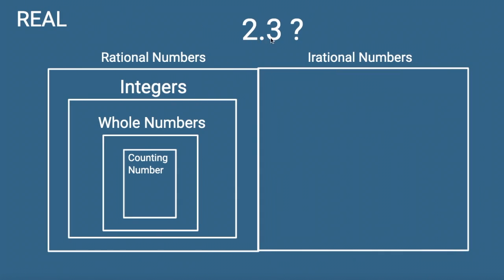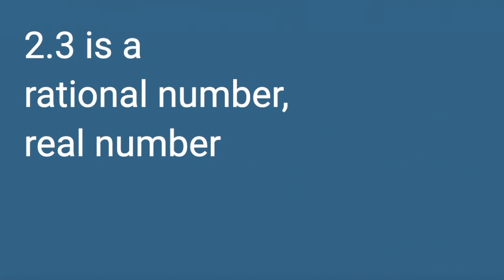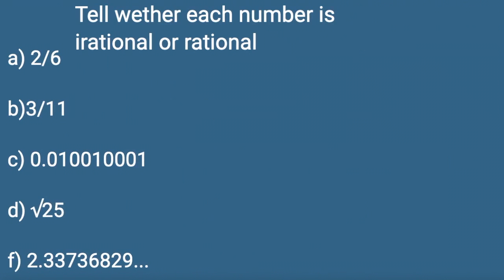And what about 2.3? 2.3 would be a rational number, not an integer or a whole number or a counting number. It would just be a rational number and also a real number. So 2.3 is a rational number and real number. Okay, tell whether each number is irrational or rational. You can pause the video and do it yourself. I'm going to continue.